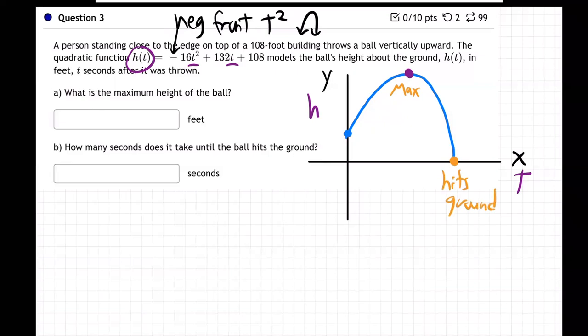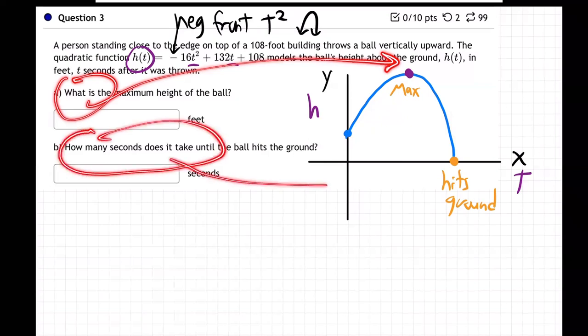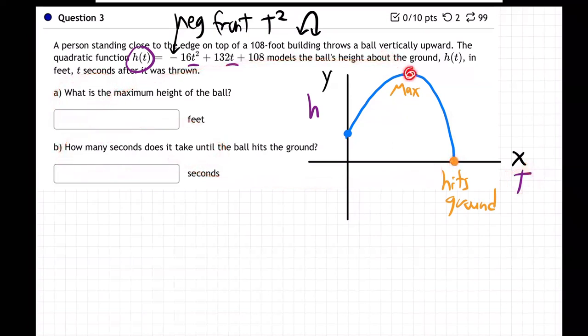Those are the two points we need to find in this question. Part A, they're saying, what's the maximum? We've got to find that point where the ball is at its highest point. Part B, how many seconds till it hits the ground? Notice right here, what is the time when it hits the ground? So it's basically an upside down U-shape, and we need to find the peak, the maximum, and we need to find when it hits the ground. What's that called? X-intercept. So let's do the first one, part A.